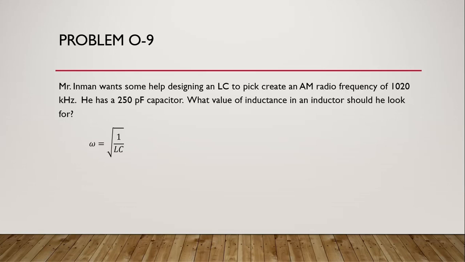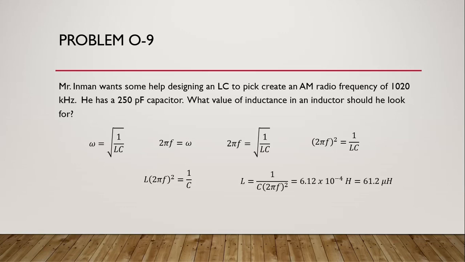So what I want to do first is figure out how do I actually convert frequency into things that are useful? The thing to remember about angular frequency is that it's 2 pi times frequency. So really 2 pi times this frequency, 1020 kilohertz, should be equal to the square root of 1 over LC. Well, we can solve for L, multiply all that out, multiply by L to get it over on the other side, and divide things out to get L by itself, and we get 6.12 times 10 to the negative 4th henries, or 61.2 microhenries.